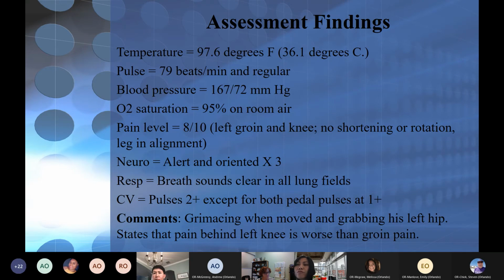The pedal pulse, 1+. Okay, do you think that would be related to pain? Grimacing. Okay, it's possible that they might be having pain in their feet. That's true. Grimacing, definitely. Grabbing his left hip and actually telling us as a nurse that their pain is really, really bad.